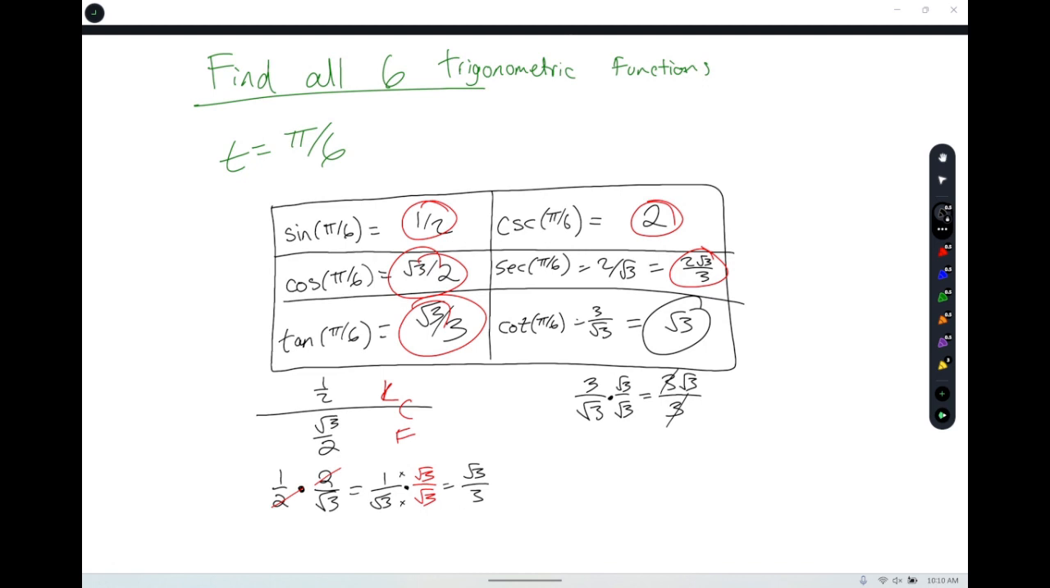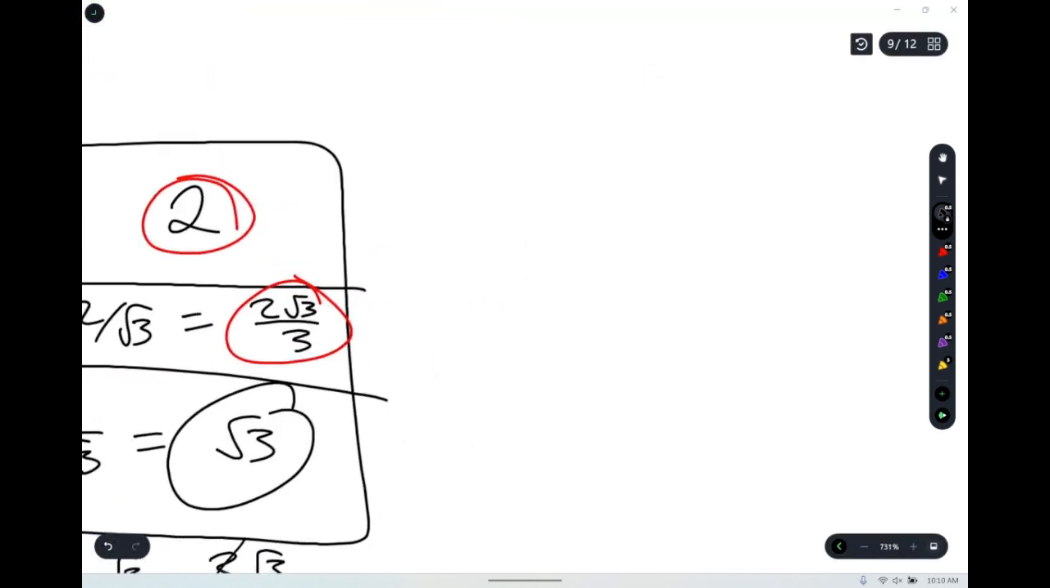So cosine would be what's in that x coordinate. Yes, because cosine goes to the x, sine goes to y every time. And then the rest of the other four come from knowing how to manipulate those. So secant, how do you get 2 over root 3? Can you do secant? Yeah. Just multiply by the denominator as a 1.